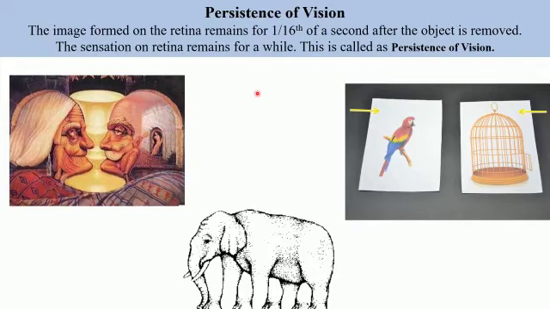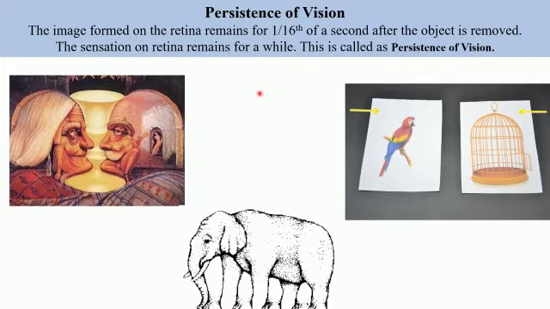But this doesn't happen instantaneously or immediately. The image does not instantly disappear from the retina. It remains on the retina for 1/16th of a second even after the removal of the object. And this sensation of the image being there on the retina for 1/16th of a second is referred to as persistence of vision.